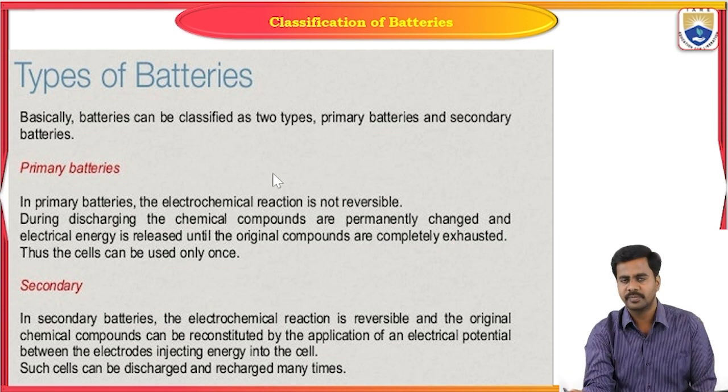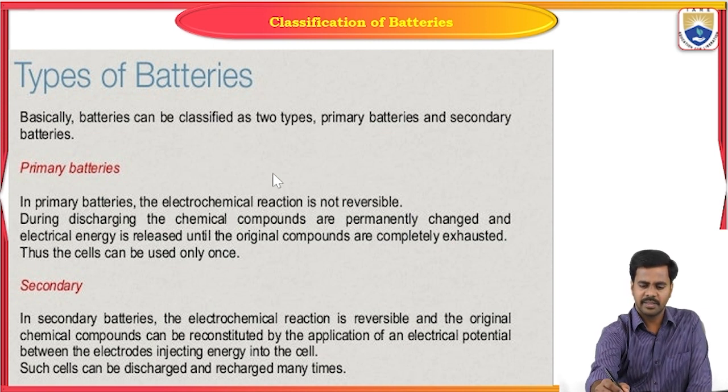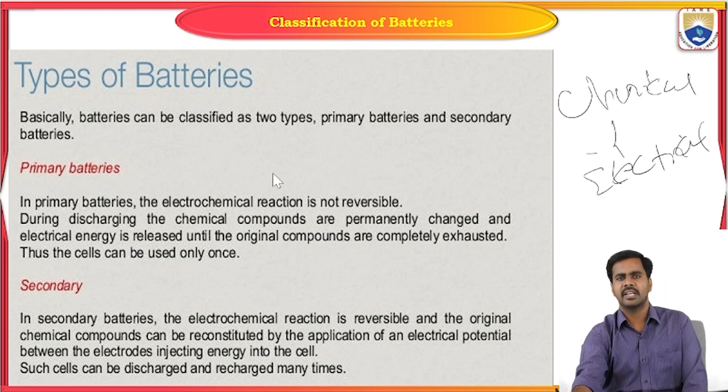So as we know, in a primary battery, chemical energy is converted into electrical energy through an irreversible reaction. Through the irreversible reaction, whatever chemicals are present in the battery will be converted into electrical energy. That means whatever materials are present in the batteries are exhausted.